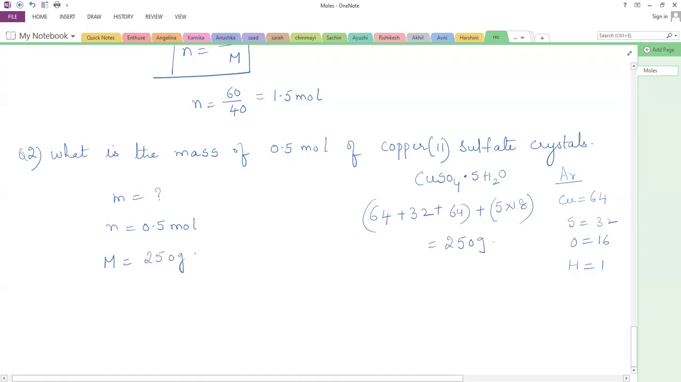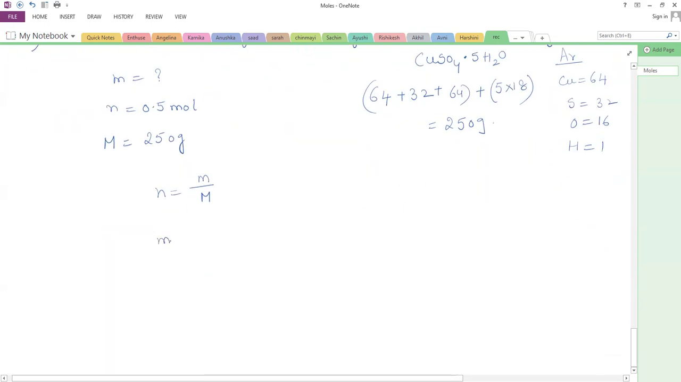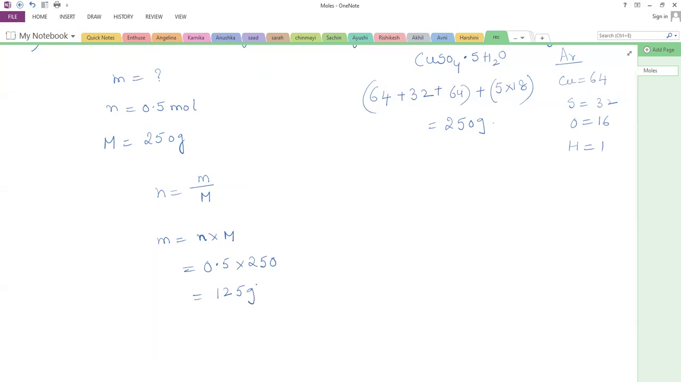Once you find the relative molecular mass, now apply your formula. Number of moles is equal to mass by molar mass. Just rearrange this formula because in this case they are asking for the mass and you know the number of moles. So m is equal to n into M, where the number of moles is 0.5 and the molar mass of hydrated copper sulfate crystals is 250. So it should be 125 grams. So 0.5 moles of that substance has a mass of 125 grams. As simple as that.